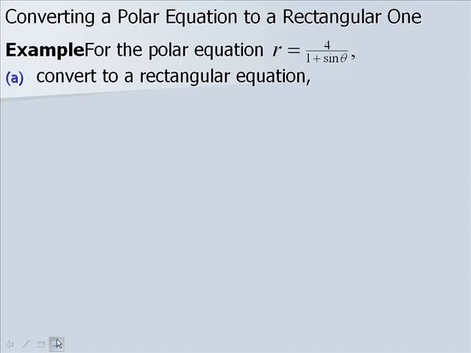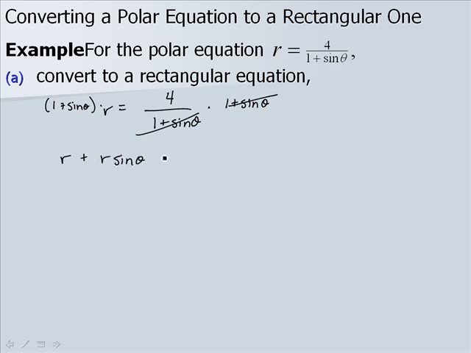Now let's look at converting a polar equation to a rectangular one. In this example, we're given the polar equation r equals 4 over 1 plus sine of theta, and we want to convert to a rectangular equation. So we take our equation and we multiply both sides by our denominator, so we end up with r plus r sine of theta equals 4.